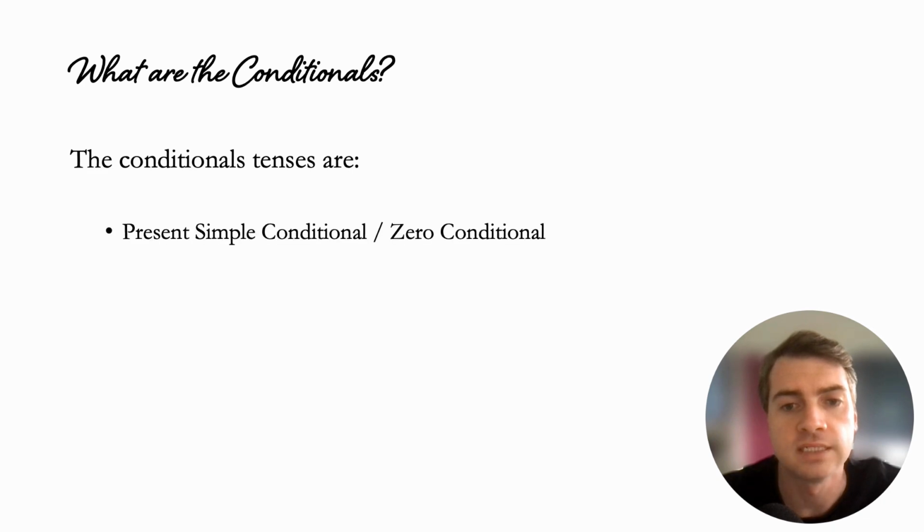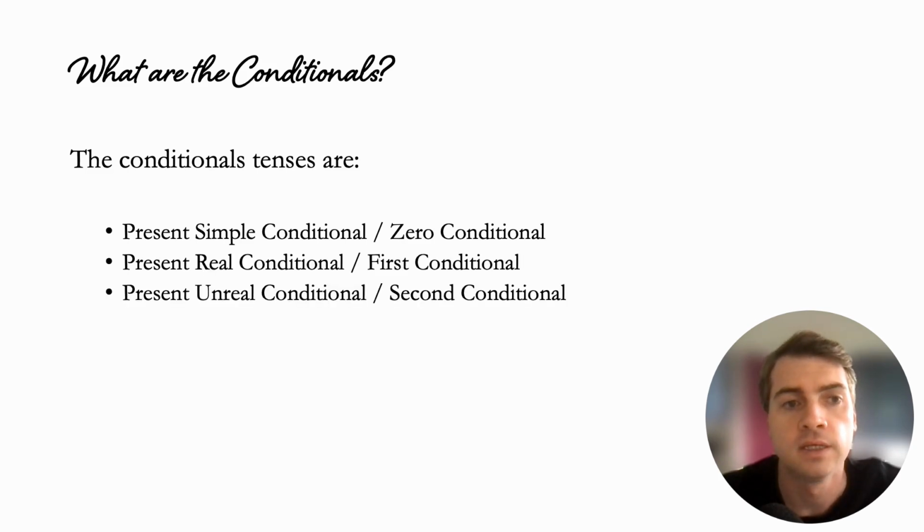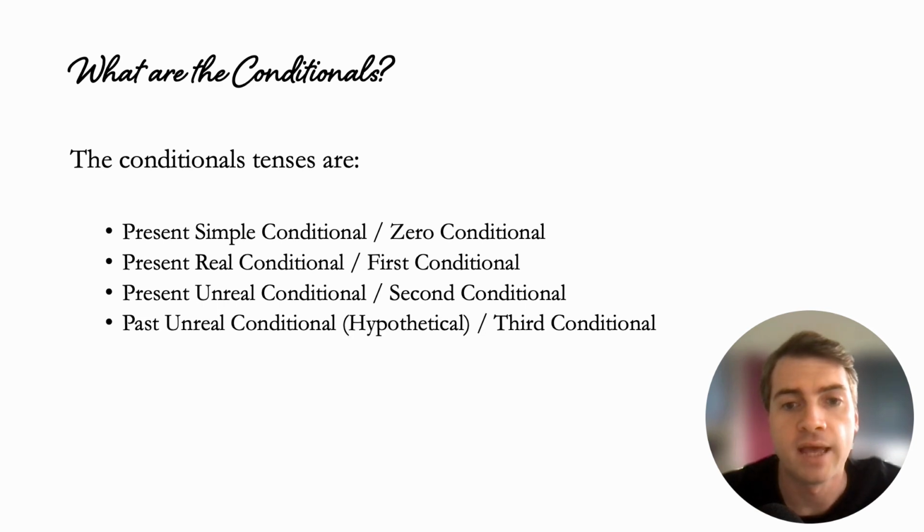For the conditional tenses, we have the present simple conditional or zero conditional, the present real conditional or first conditional, the present unreal conditional or second conditional, and the past unreal conditional, which is the third conditional or also called the hypothetical. In this lesson, we're going to cover the first three of these in depth, and then in the next lesson, we'll cover the last one. So today, present simple, present real, present unreal, and then next lesson, past unreal. So let's dig in.